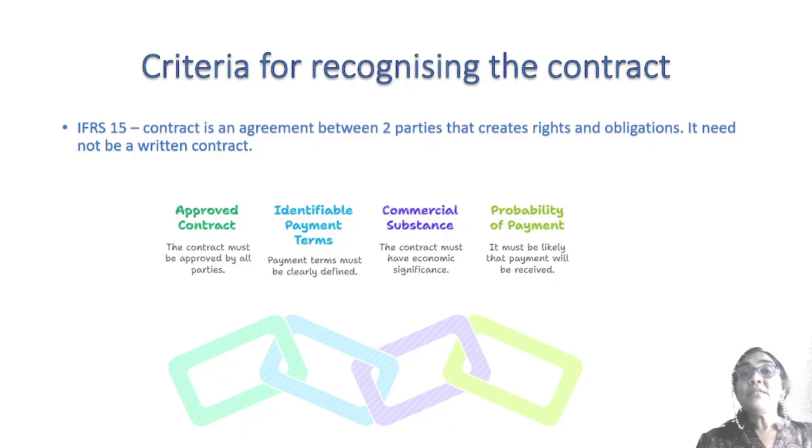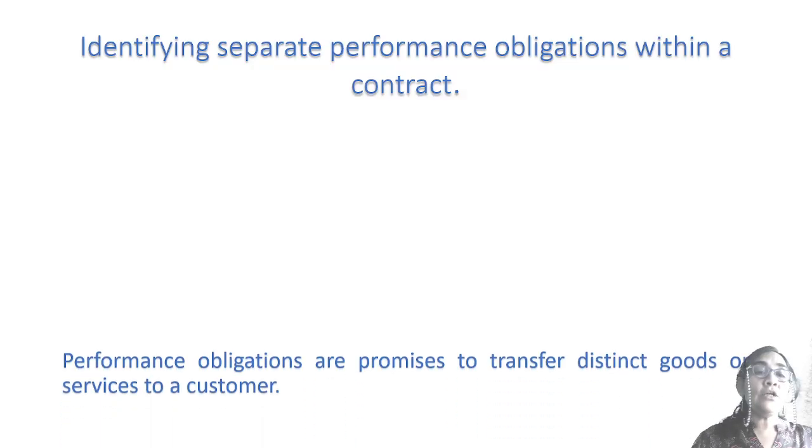To give you an example, suppose ABC delivers goods to a customer and the payment terms are that he will receive the amount of consideration after 6 months. But before the 6 months are completed, because of certain economic downfall, it is difficult to recover that amount from the customer. In that case, the contract will not be recognized and neither will you be able to recognize the revenue.